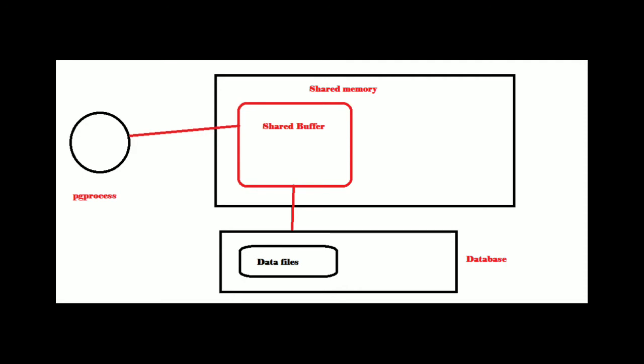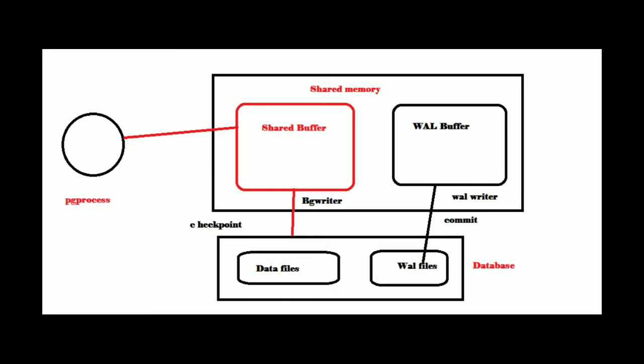In case the data is not available in the shared buffer area, it will fetch the data from the data files through the bgwriter and copy it into the shared buffer area, then respond to the client request.